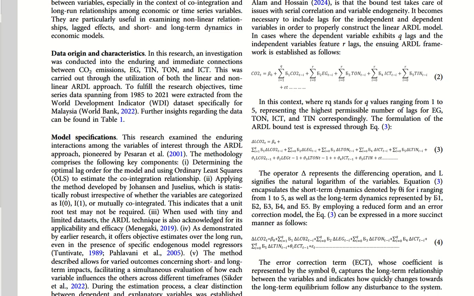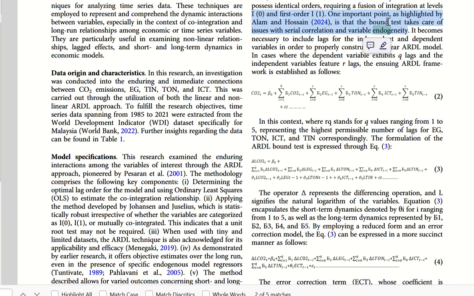Also, it handles endogeneity and serial correlation. It's mentioned here after the first level or first order difference. It handles the bound test, and takes care of issues with serial correlation and variable endogeneity. That is why ARDL is very popular in SSCI journals with single country data.